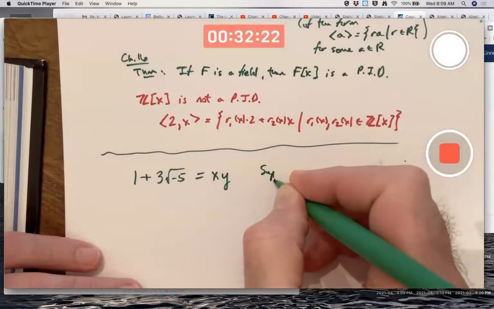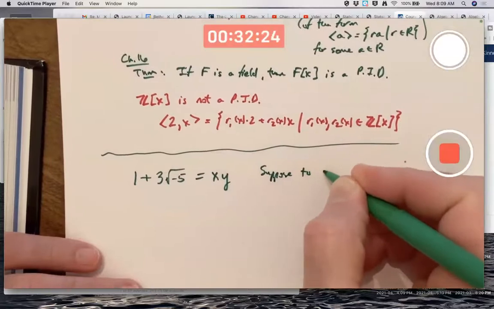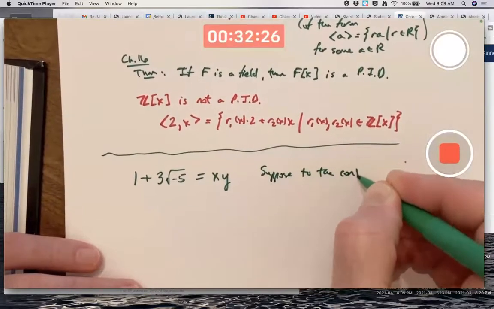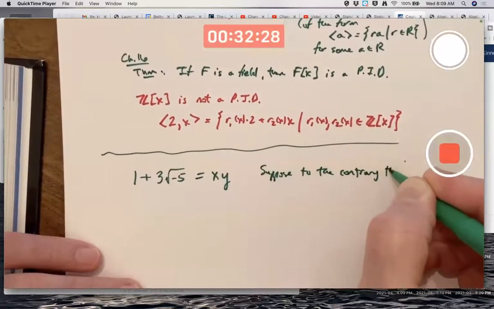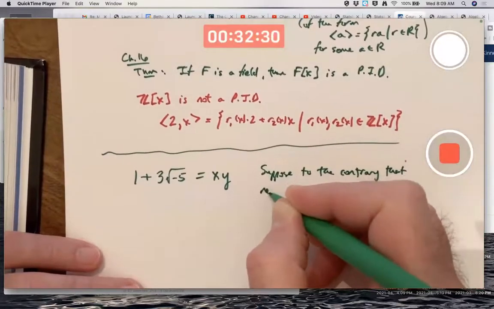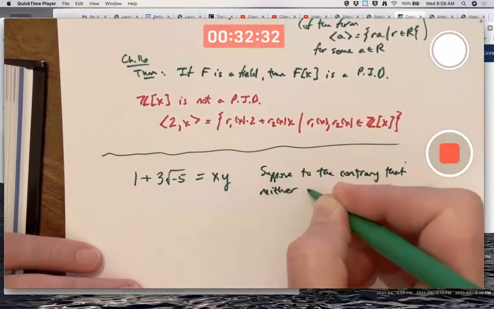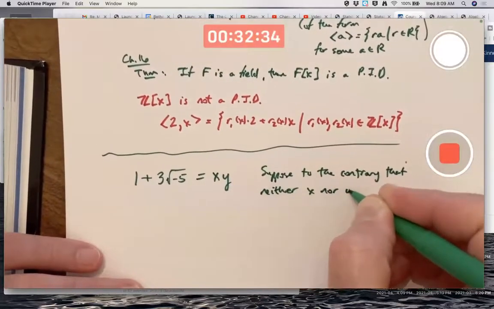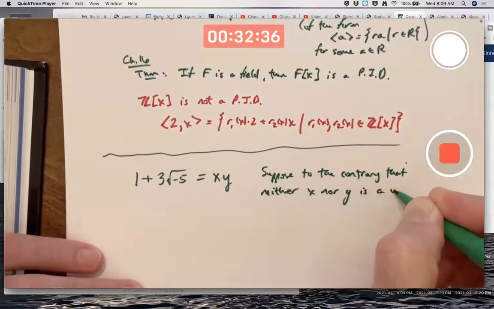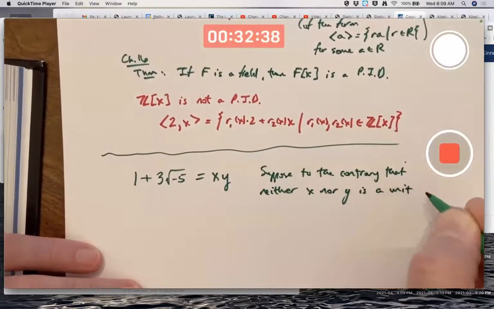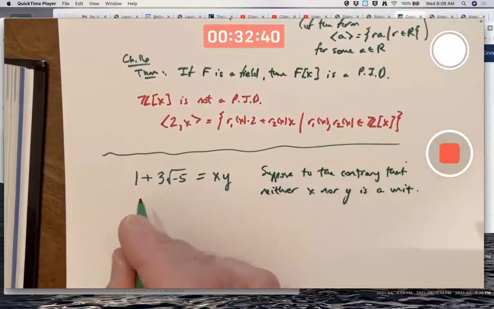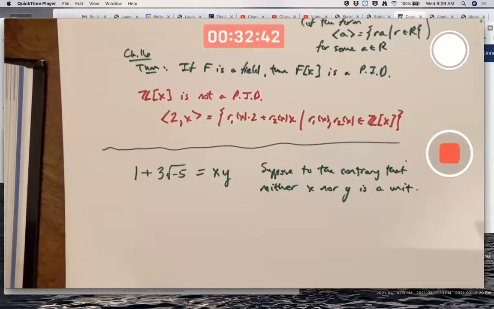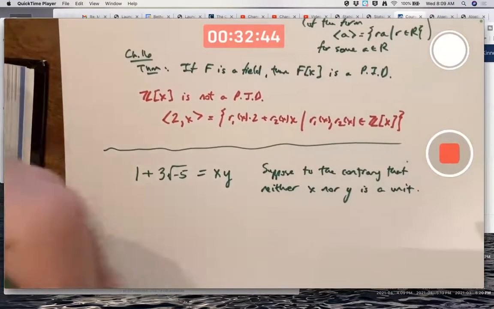Suppose, to the contrary, that neither x nor y is a unit. We claim that one of them must be, because we claim that this thing is irreducible. So you do an argument by contradiction.